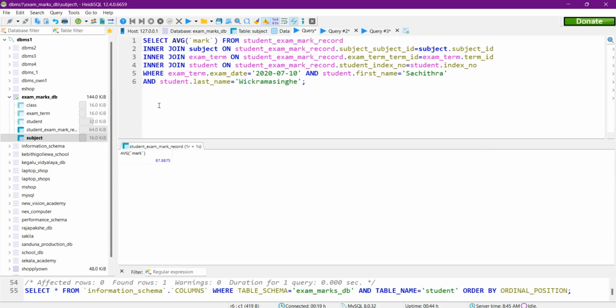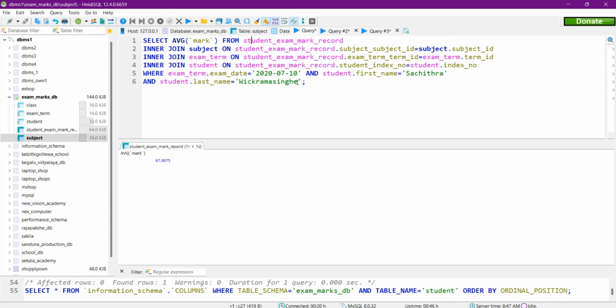So guys, this is the query for the third question. When we look at the query, according to the question, there are several tables involved here. So we need to find out the mark first, and then we can find out the average using the keyword AVG. The mark column is in the student exam mark report table. After that, we have joined the subject table, exam term table, and the student table using join statements.